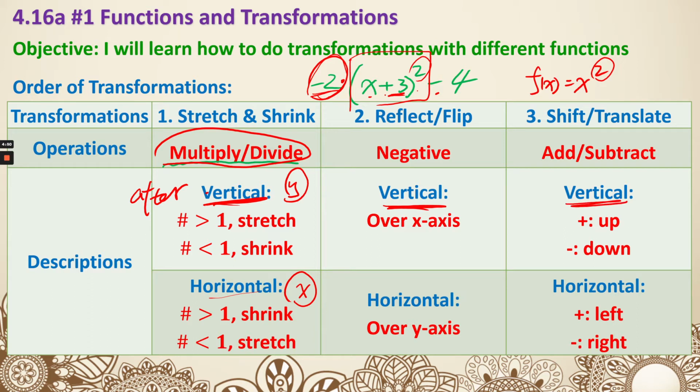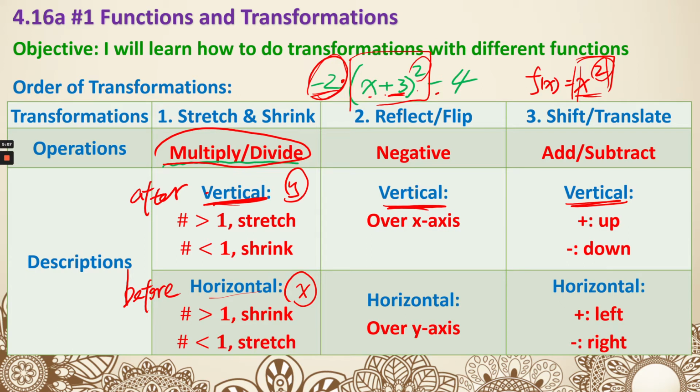I say again, if we calculate the square first, then we do the multiplication or adding or subtracting, that is going to be after the function, which is vertical. That means all the horizontal ones are going to be before.